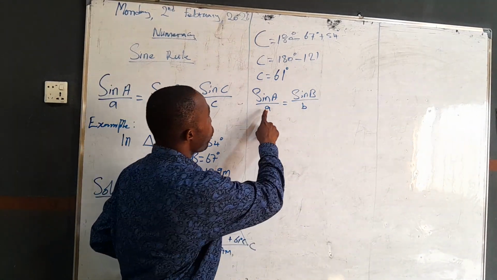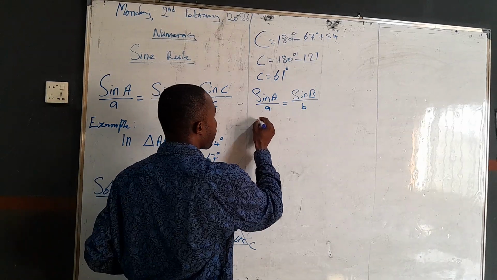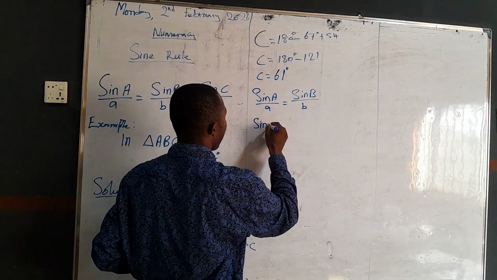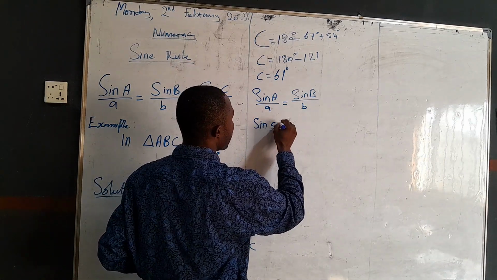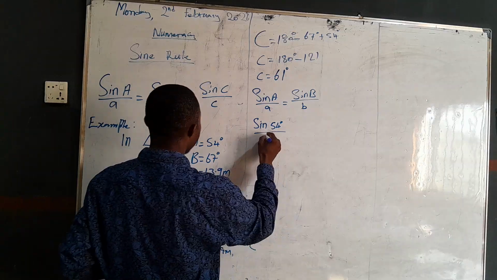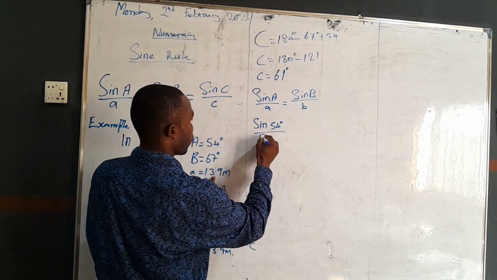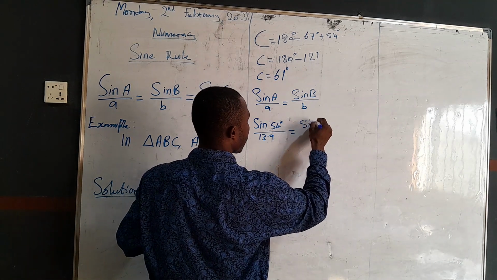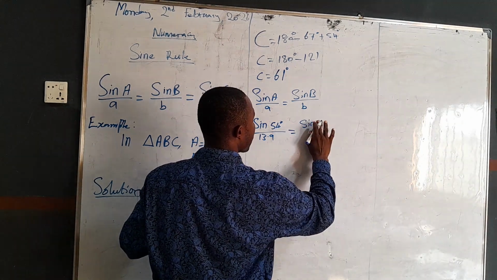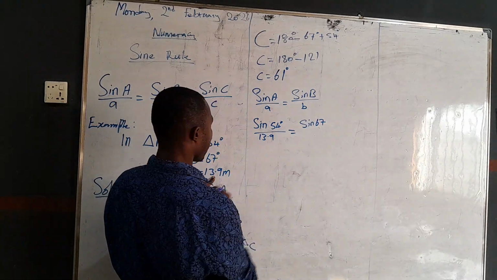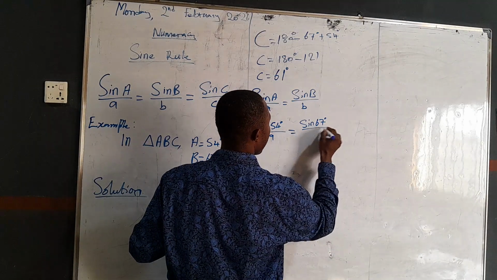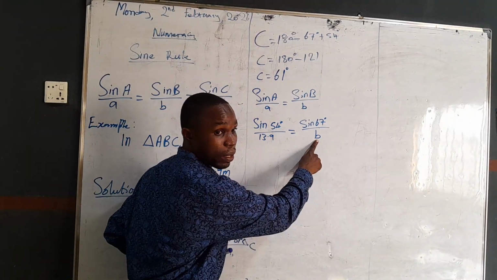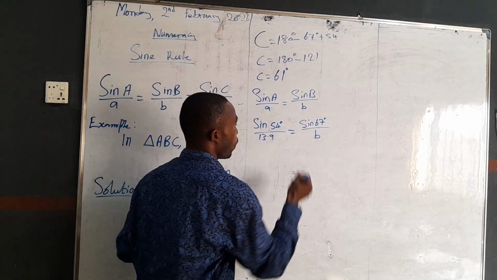Now, we know this. We have sine A. What is A? A is 54 degrees, all over side A, which is 13.9, is equal to sine B. What is B? 67 degrees, all over B. So you see that the only thing we don't know there is side B. So what do we do? We cross multiply.